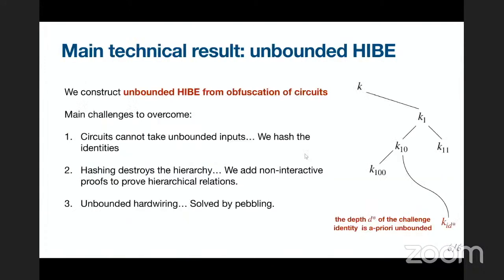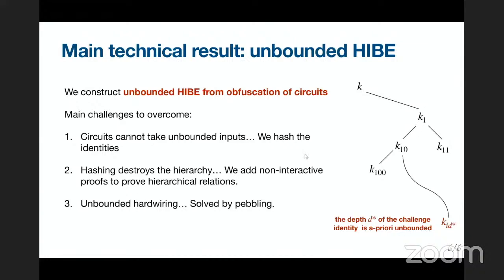So, okay, the main technical result of the paper, which I won't have time to talk about, obviously, is how to get unbounded HIBE. So with the previous construction using GGM, you get bounded HIBE. And so the difficulty with unbounded HIBE is that the depth or the length of the challenge identity is not bounded before setup. And so there are many challenges to do that based on obfuscation of circuits. So the first one is that circuits do not take unbounded inputs. So in particular, you cannot have unbounded identities using circuits.